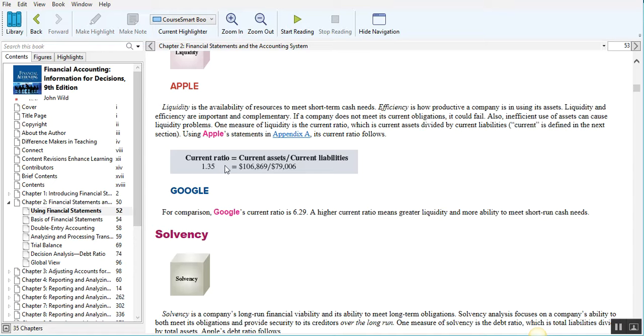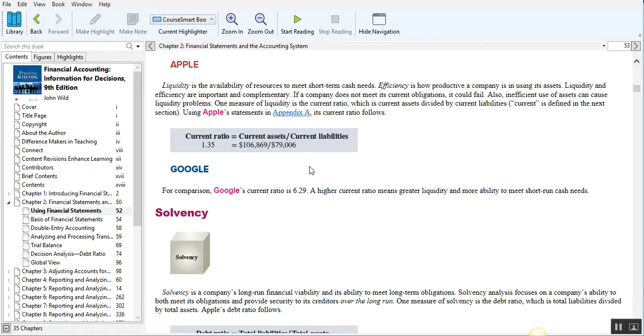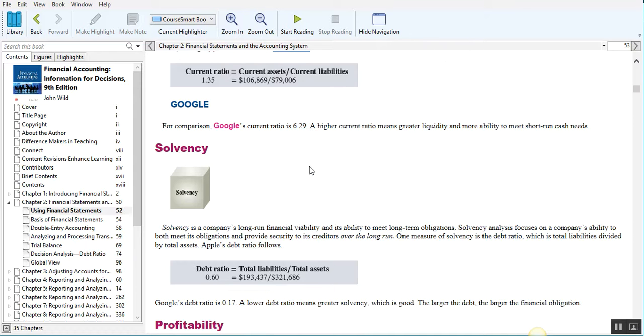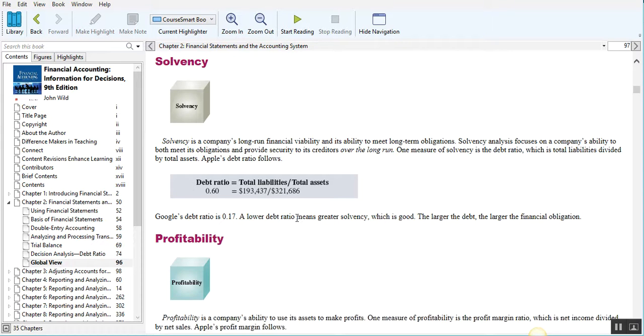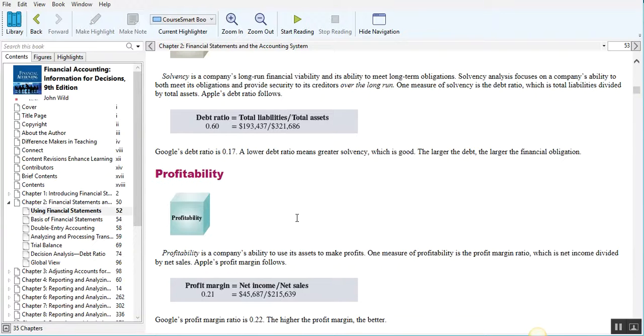We want the current ratio because we want to see if a firm is able to pay with current assets alone all of the current liabilities. And the higher that ratio is, the better. And then you're going to look at solvency. Well, how big is the debt ratio compared to the assets that they have? So here we have a 60% debt ratio for Apple, and then they note that Google's is better at 0.17.